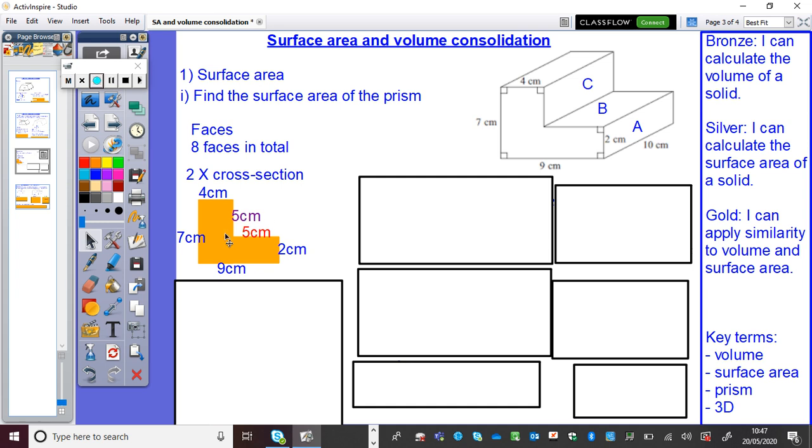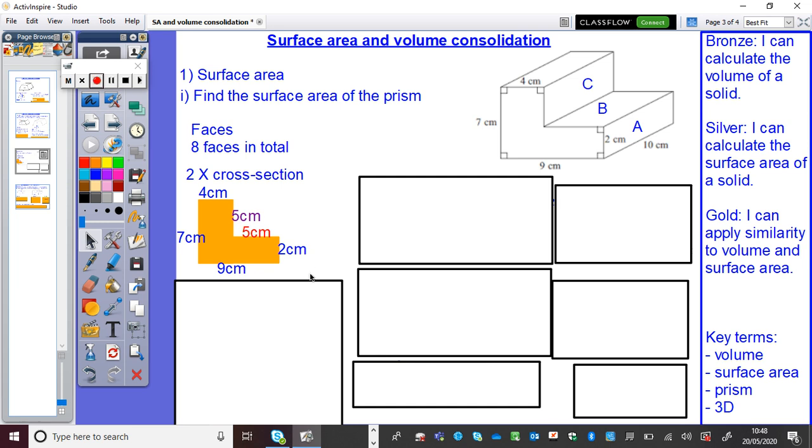So to calculate this purple 5 centimeters, I've got 7 centimeters subtract 2 centimeters, hence 5 centimeters here. Then to calculate this red 5 centimeters, I've got my width of 9 centimeters, subtract this smaller width of 4 centimeters. So this measurement here must be 5 centimeters as well. Now that's pure coincidence that they're the same.